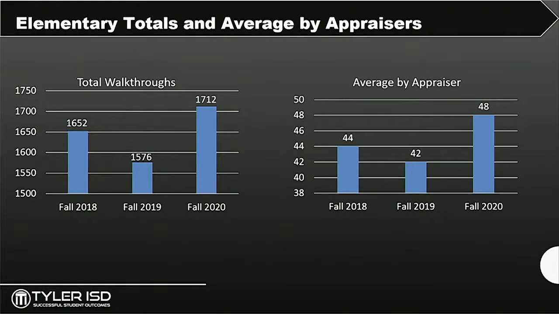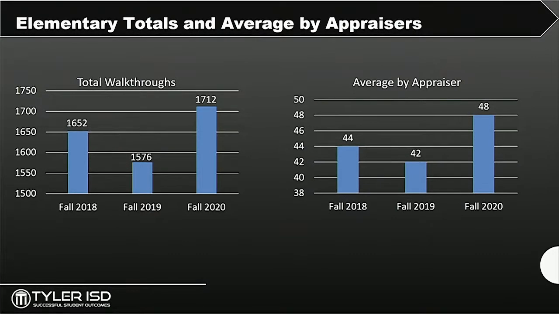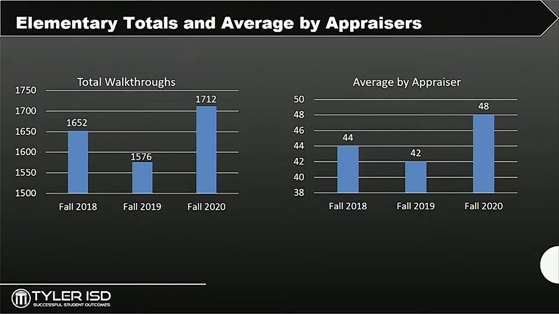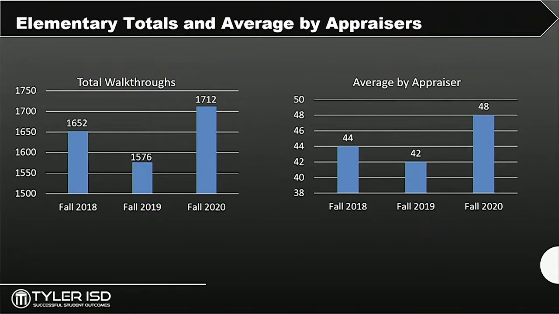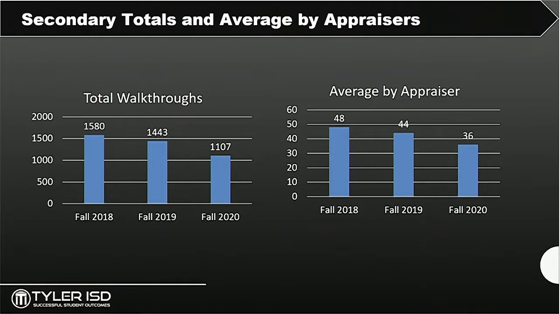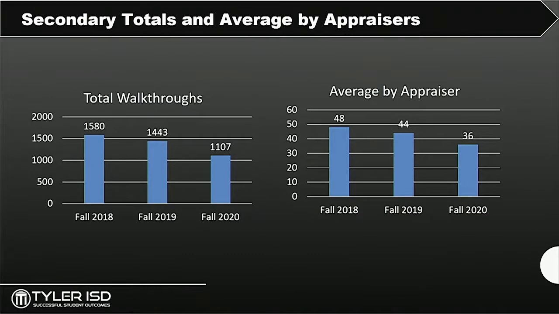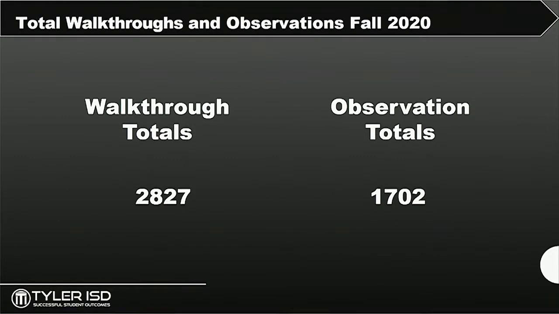Campus administrators are required to conduct 10 to 20-minute walkthroughs and at least one 45-minute observation per teacher. At the elementary level, our fall 2020 walkthrough data increased. It also shows that we have about 40 walkthroughs conducted per administrator. At the secondary level, there was a decline in our fall walkthrough data. This data shows an average of 36 walkthroughs per administrator. The campus administrators completed a total of 2,827 walkthroughs in the fall semester and a total of 1,702 observations.